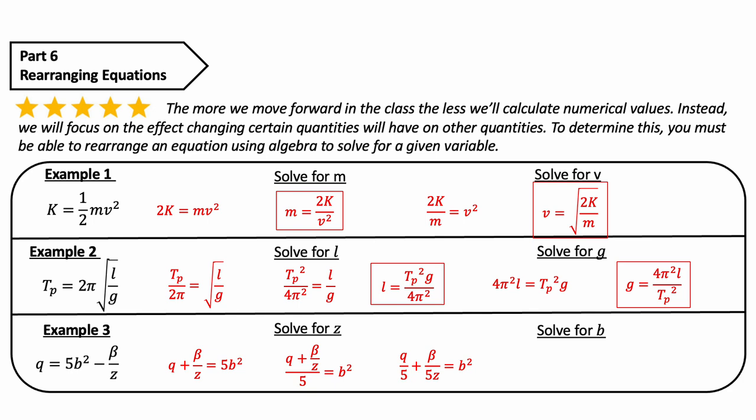Now that I have that correctly distributed, I want to solve this for B, and my last step will be to take the square root of both sides to get B all by itself, giving me a final answer that B is equal to the square root of the quantity Q over 5 plus the quantity beta over 5Z. That's my final answer.